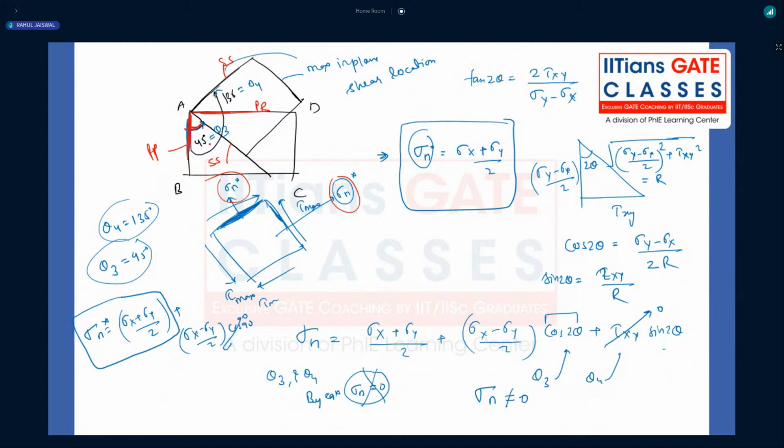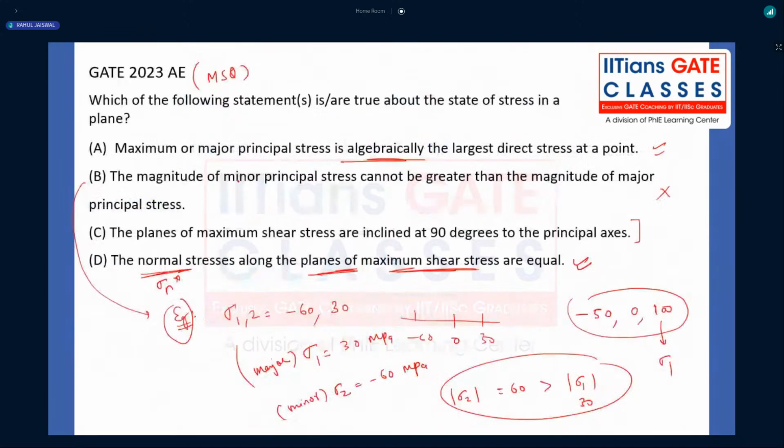One is what? 45 degrees. What is the angle between the planes? 45 degrees. Where is it 90 degrees? Any 90 degrees you are finding? Tell me, guys. 90 degrees will be the angle between the principal planes, and the angle between the planes of maximum shear stress, but not among each other. So that is 45 degrees, right? If the statement had said 45 degrees, that is correct. So here it is incorrect.